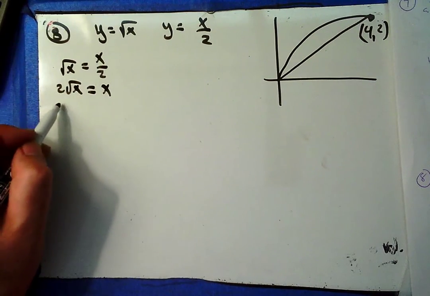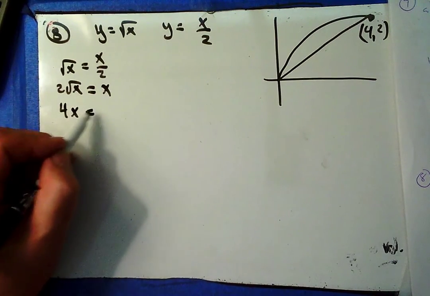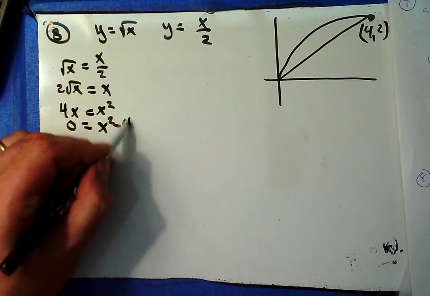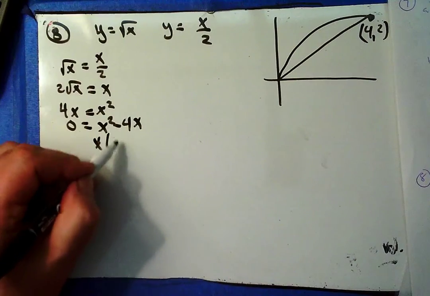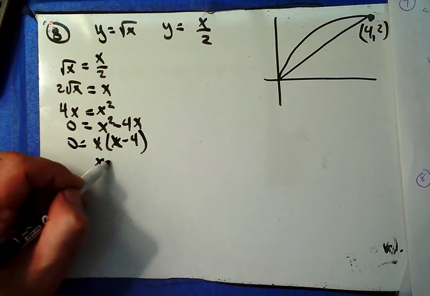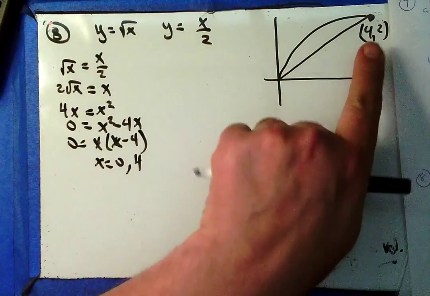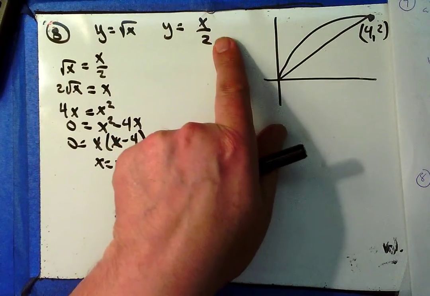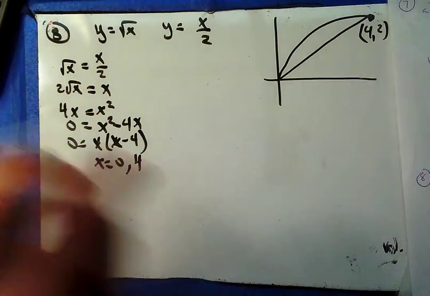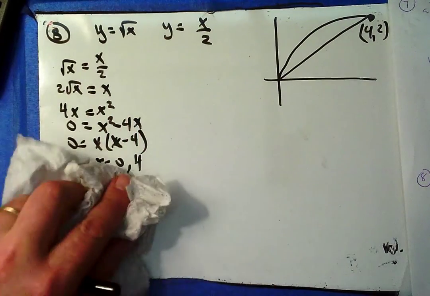I square both sides, I get 4x equals x squared, 0 equals x squared minus 4x, x minus 4 equals 0, so x equals 0 and 4. Great, and I plug a 4 in there and divide by 2 and I get 2. So here's my region R in problem number 8. I'm asked to find the area.